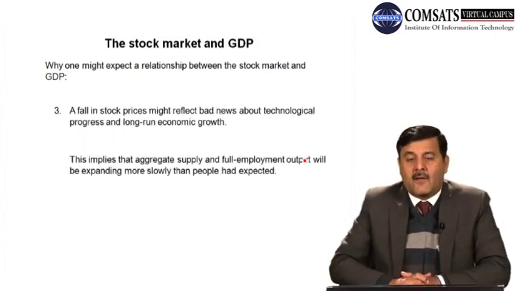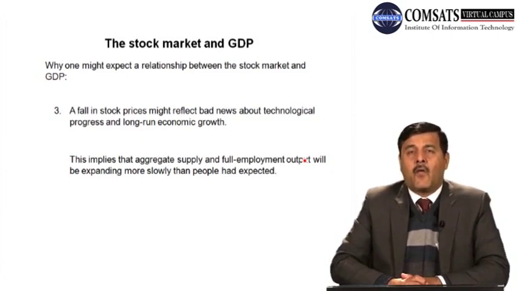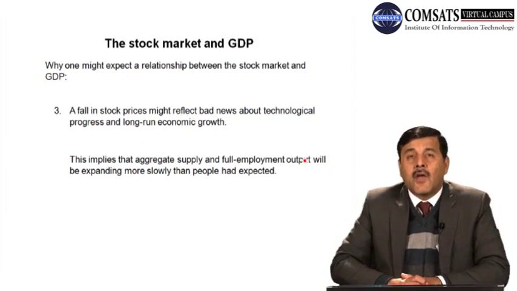Third possibility क्या हो सकती है? A fall in stock prices might reflect bad news about technology progress and long run economic growth. There is a possibility that whenever we have bad news about the stock market, that the stock prices are going down, what will happen? This can negatively affect the technological progress, right? So jab fall in stock prices ka negative effect hota hai on the technological progress, to kya hoga? Investors or firms use old methods of production in the production process. They will escape from using new technology or modern technology because it is expensive, right? So what will happen?